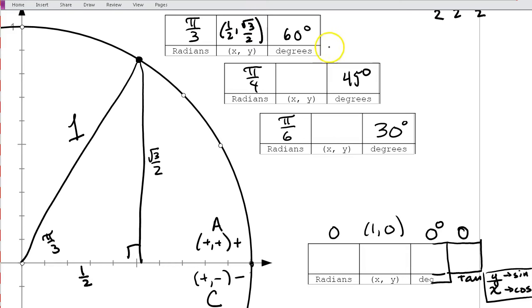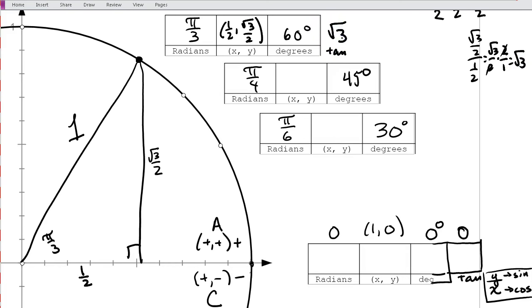All right, and again, I'm going to put the tangent outside here because the tangent is just the y divided by the x. So if I do root 3 over 2 divided by 1/2, that's equal to root 3 over 2 times 2 over 1. These 2's cancel out. I'm left with root 3. So the tangent here becomes root 3.